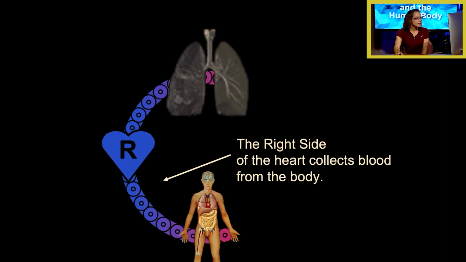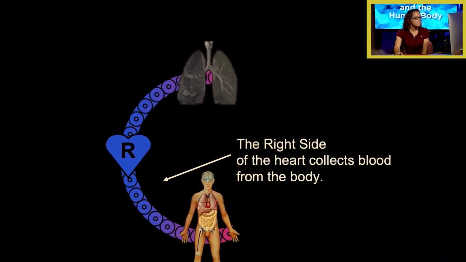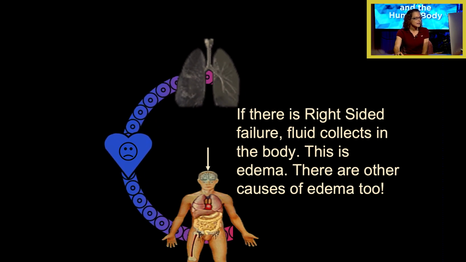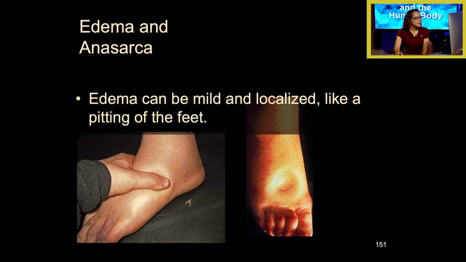So the right side of the heart collects blood from the body. If there's right-sided failure, fluid collects in the body. This is edema. There are other causes of edema too. But edema can be mild and localized, like pitting edema in the feet. This is where you press your finger into the patient's lower extremity, and that indentation stays there. And we grade the edema. Is it +1 or is it deeper? Is it +2, +3, +4, being a very deep pitting edema?